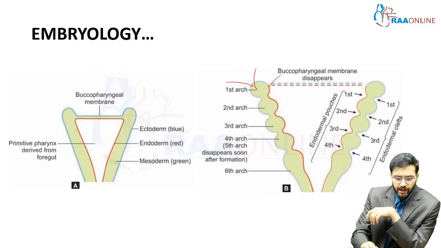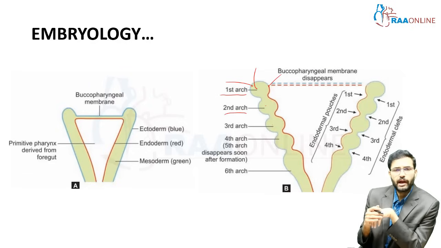The first and the second arch are the first to develop and they contribute in no mean terms to the closure of the anterior neuropore. So, stabilization and closure of the anterior neuropore is also contributed to by the first and second arch.